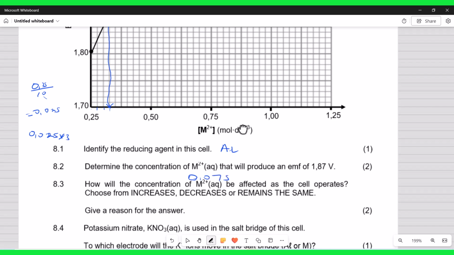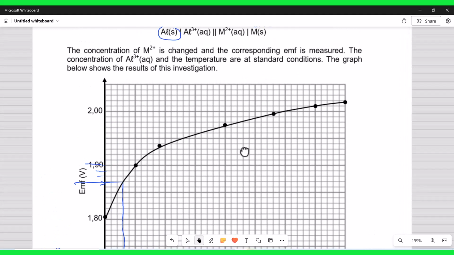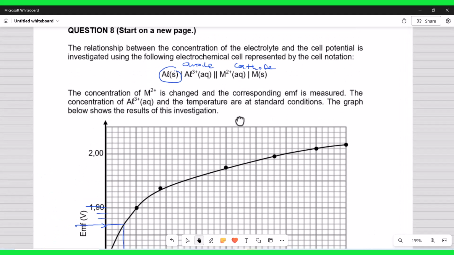0.075. This is moles per decimeter cubed, okay? Hope we are together. See here, how will the concentration of M2 ions be affected as the cell operates? Choose from increases, decreases, or remains the same. Now let us check M2 ions in our cell notation. Now in our cell notation, like I told you, this side is for the cathode. So because the M2 ions appear at the cathode, where reduction takes place, it means the M2 ions are going to be reduced to give us M by this equation.